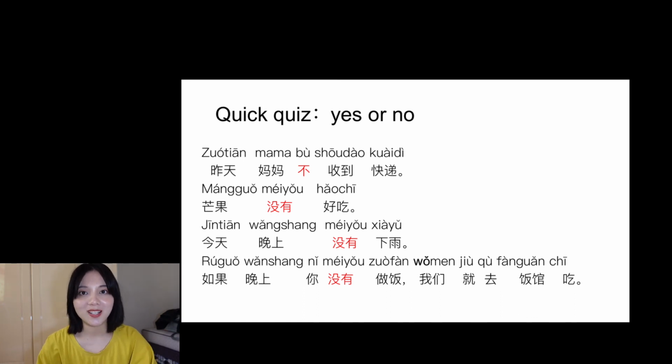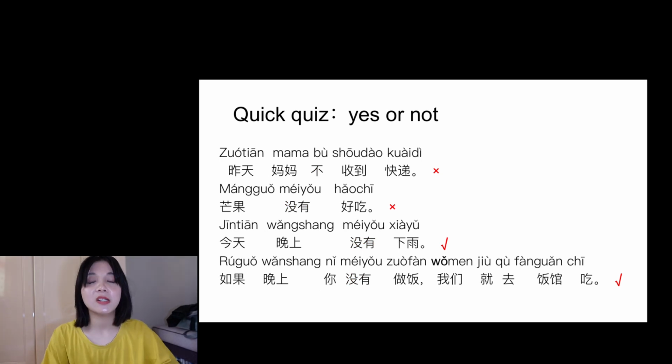Next one. 如果晚上你没有做饭，我们就去饭馆吃。如果 means if. 做饭 cook. 去饭馆吃 means go to eat at the restaurant. Yes or no? We will check.